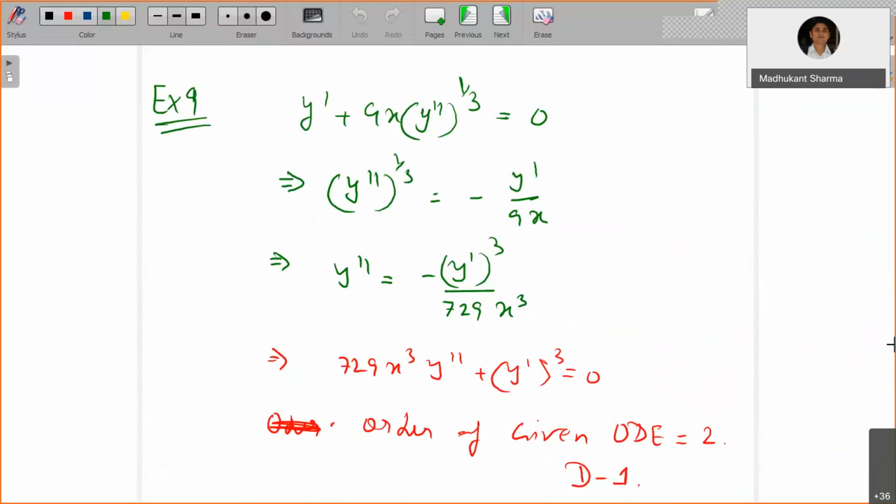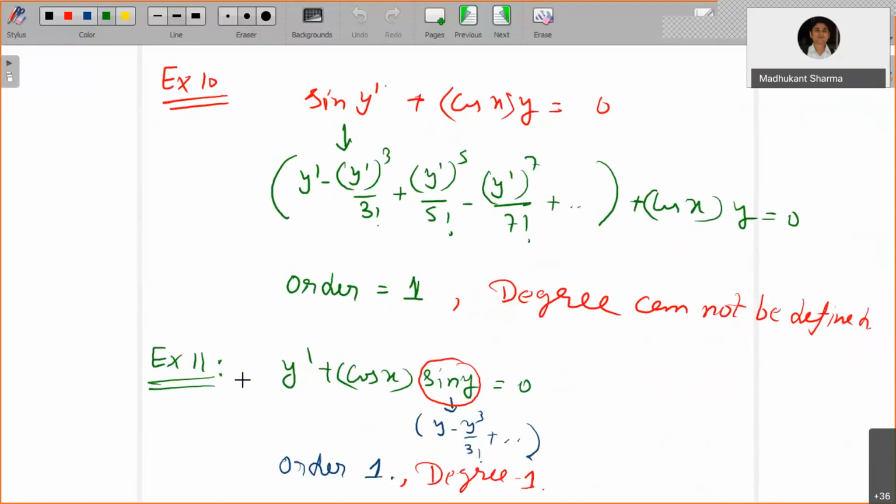You put the white mark on the function of x and coefficients. So here also, y double dash is of degree 1, but y dash to the power 3 makes it non-linear. This is a non-linear. This is also a non-linear, because a transcendental function of y is present.